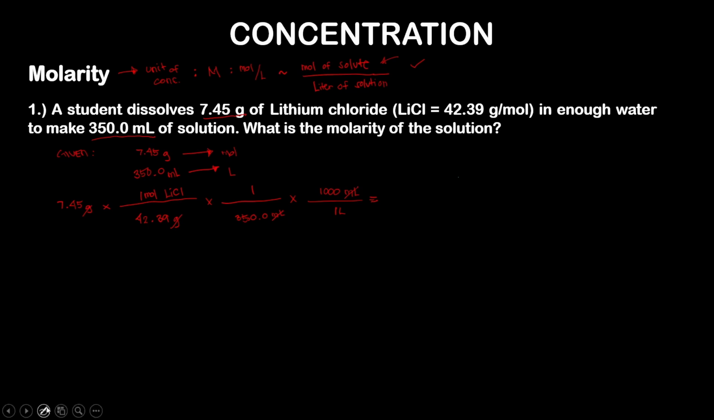Okay, so we can cancel that. Then we get, I think we should change the color here. Then we got moles per liter. So we can calculate 7.45 times 1 over 42.29 times 1 over 350 times 1000. So we got 0.502 moles per liter, or 0.502 M. That's the same thing.